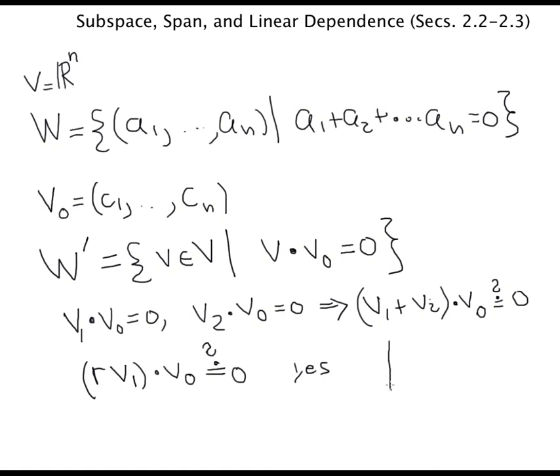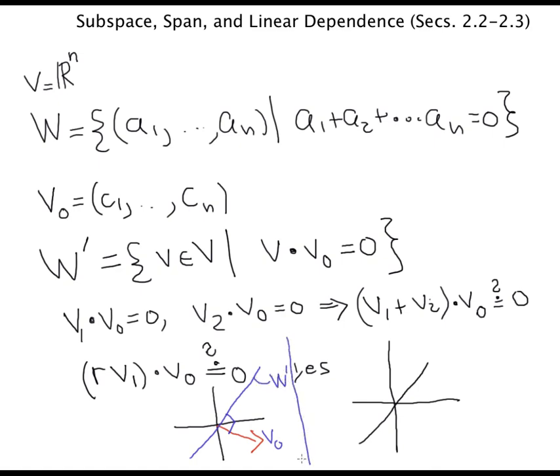And the picture is, this is the perpendicular subspace defined by a vector. Maybe I won't try and draw it in R3. Let's just draw it in R2. In R2, you take this v naught to be, say, this vector. Then what are the things that have dot product 0 with v naught? That's this space, which I'm calling w prime, and that is indeed a subspace.